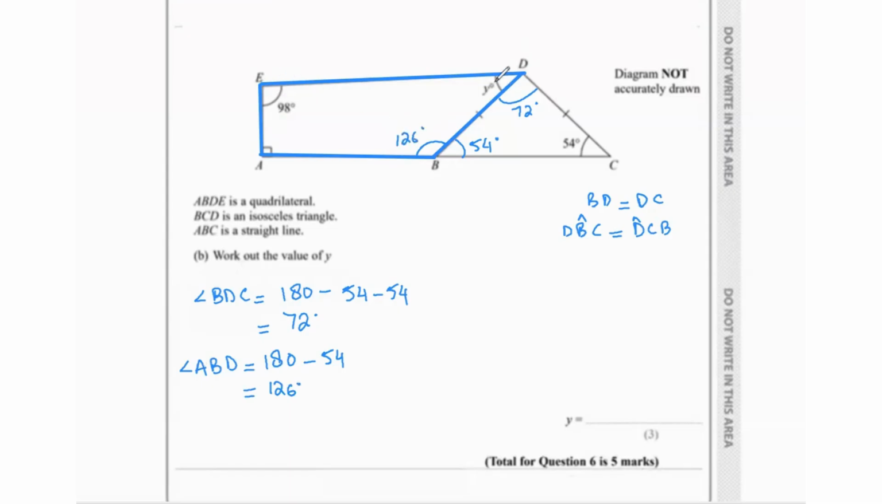Now, in this quadrilateral, we only have one unknown left, which is y. This is a 90 degrees. So sum of angles in a quadrilateral is basically equal to 360. Hence, angle EDB, which is y, equals 360 minus 98 minus 126 and minus 90, which is going to equal 46 degrees. That is your value of angle y.